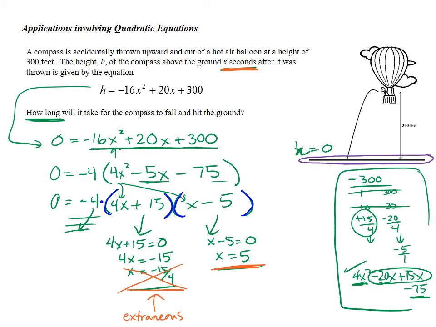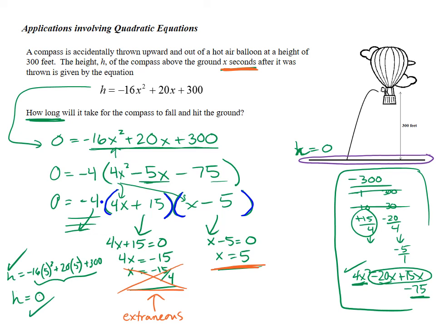We could check that real quick to make sure it is correct. I'll come over to the side here. I could put the 5 in, negative 16 times 5 squared plus 20 times 5 plus 300. And I could calculate this out. And since I mentioned you can use your calculator, I would just throw that all into a calculator, negative 16 times 5 squared plus 20 times 5 plus 300. And when you say equals and your calculator throws that together, you will get that 0. So that confirms your answer.